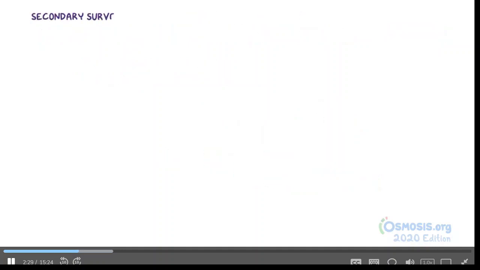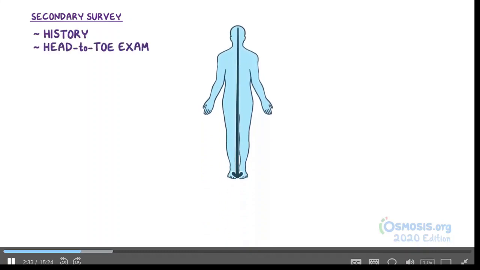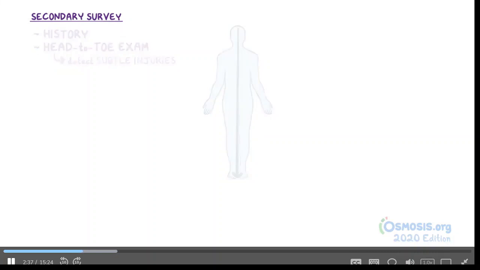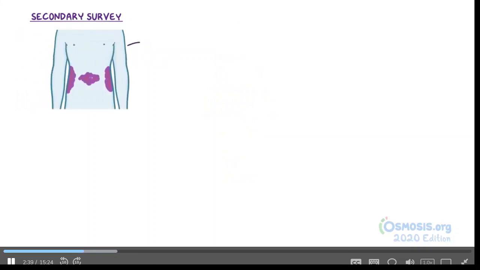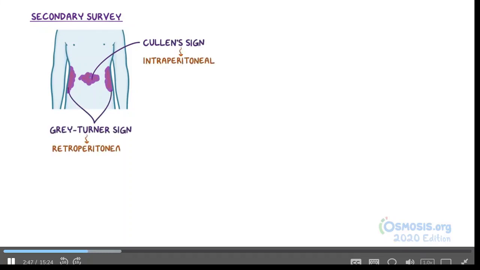Now, the secondary survey focuses on taking a history and performing an elaborate head-to-toe examination with the goal of detecting more subtle injuries. Ecchymosis over the periumbilical region, also called Cullen's sign, or on both flanks, also called the Gray-Turner sign, respectively signify intraperitoneal and retroperitoneal hemorrhage from pancreatic injury.